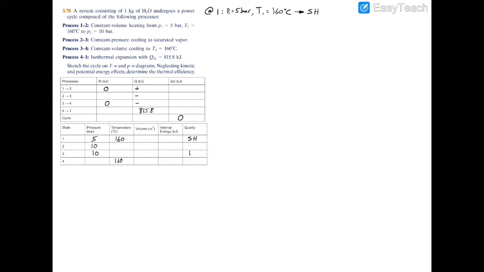Now the next things I want are the volume and the internal energy. To get those, I'm going to have to go to the superheated table in the properties table for the specific state at 1. So here we are at table A4 for water. If you go to 5 bar of pressure, you see you don't have a temperature of 160 degrees Celsius, so you'll have to do some linear interpolation. And if you do linear interpolation, you'll find that the specific volume at 1 is going to be equal to 0.3841 cubic meters per kilogram.